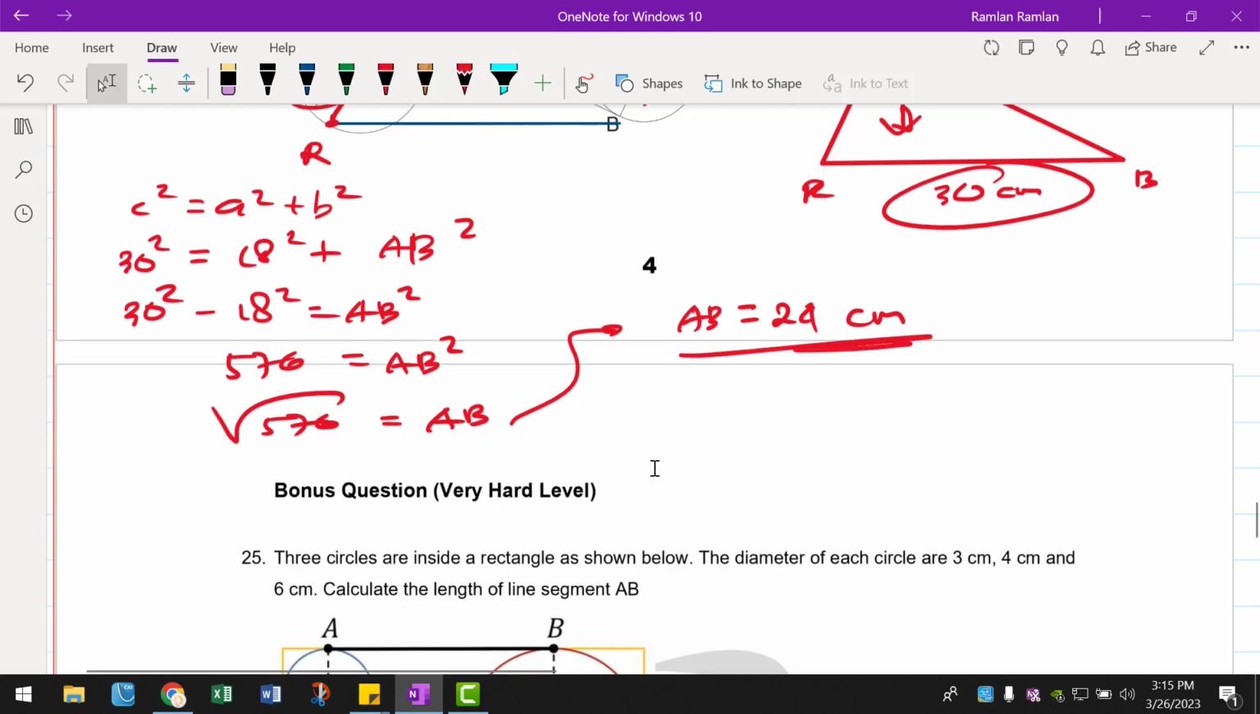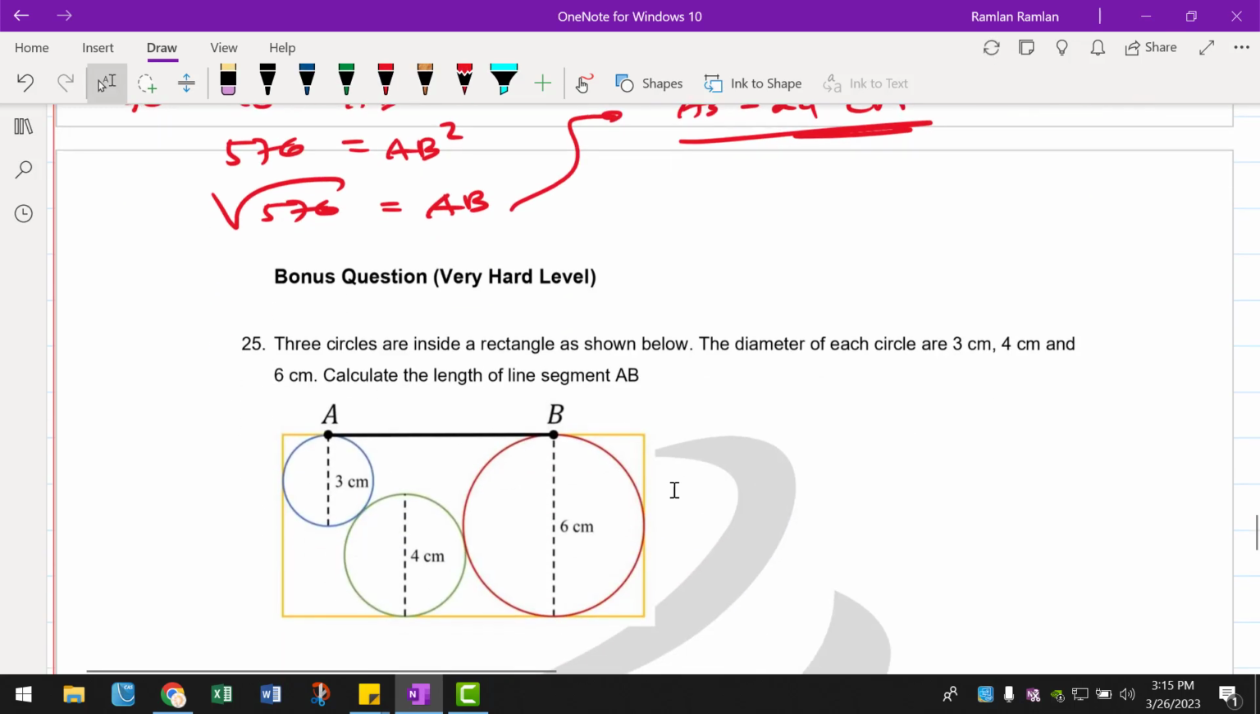That's it. Okay, as for number 25, I'm not going to discuss this because I'm not going to put this into the quiz later on. Okay, so good luck.